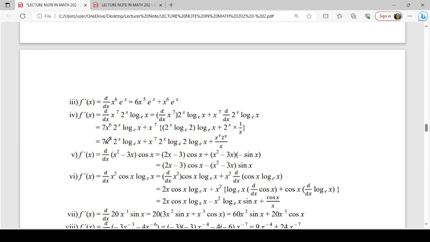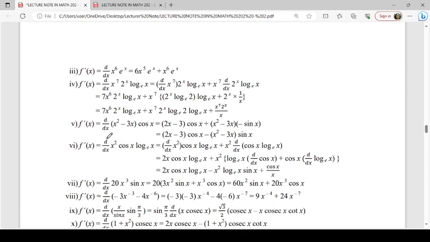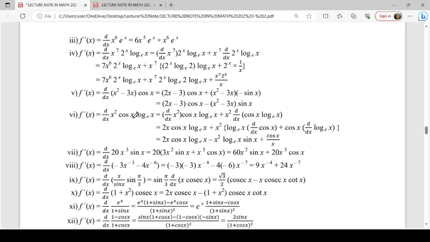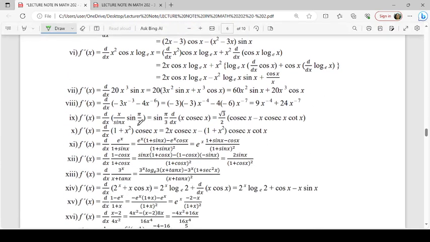Then this is nothing but the simplification, and again it is the product formula. Then this is also the same, three functions are there like this. Then x cube sin x, again it is the product formula. So these are just examples.